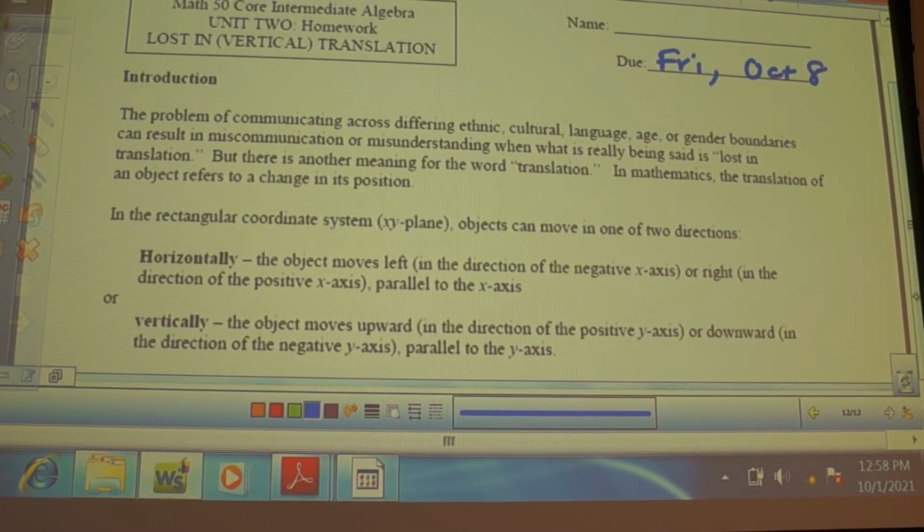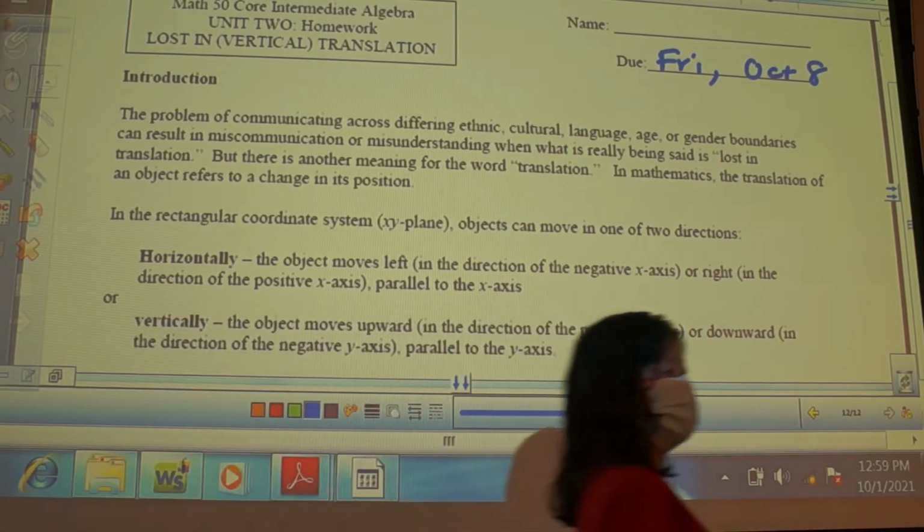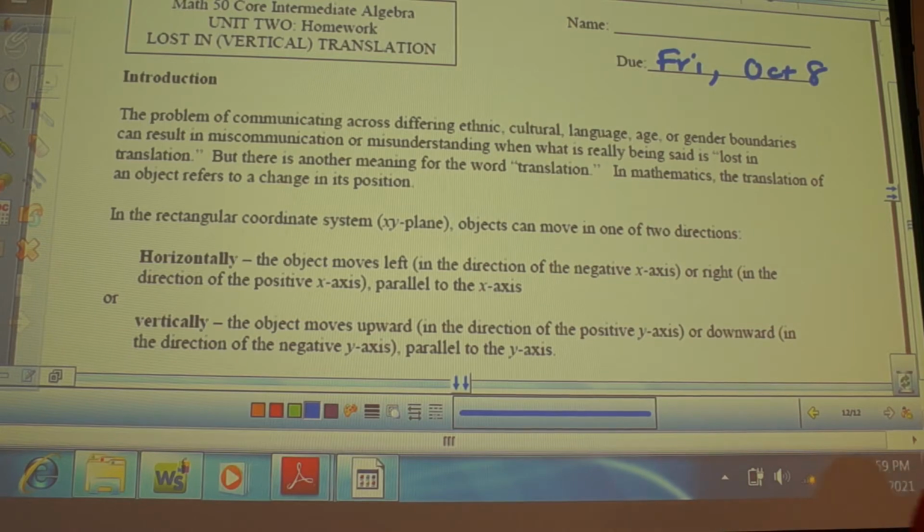All right. Now we're moving on. So our first thing we talked about was reflection, right? Now we're going to talk about translation. Let's have Ryan go ahead and read for us. The problem of communicating across different ethnic, cultural, language, age, or gender boundaries can result in miscommunication or misunderstanding when what is really being said is lost in translation. But there's another meaning for the word translation. In mathematics, the translation of an object refers to a change in its position.